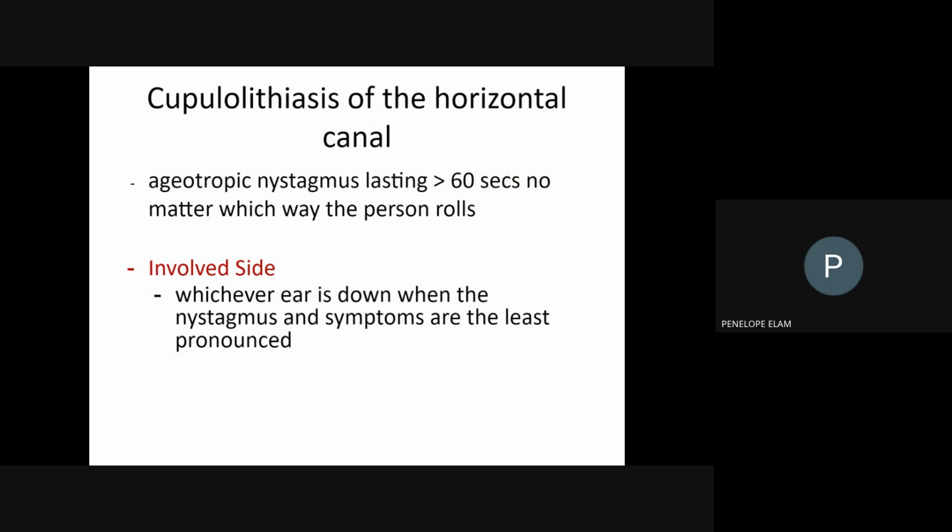Okay. Cupulolithiasis, you're going to see ageotropic nystagmus, but the difference is that it's going to last greater than 60 seconds. So that doesn't change. If it's more than 60 seconds, it's always going to be a cupulolithiasis. And for the horizontal canal, you're going to see an ageotropic nystagmus attached with that greater than 60 seconds. It will also follow the same concept that whichever ear is down when the symptoms are produced, the ear with the least amount of symptoms is the side that has the BPPV. So if you have less symptoms when you roll onto the left ear, the left is the side that has the BPPV. I know that can be a strange concept to grasp. We'll talk a little bit more in lab about the anatomy and why it is that way.